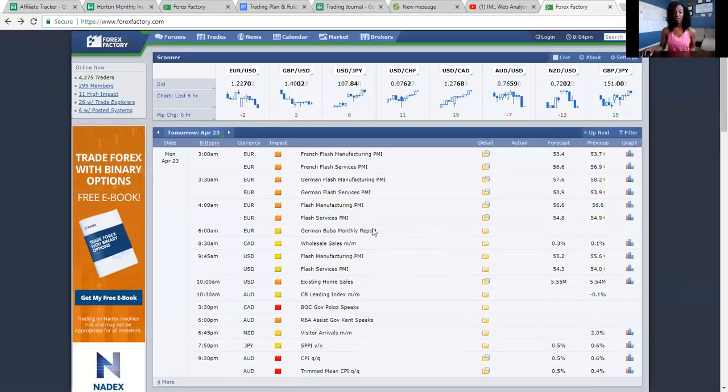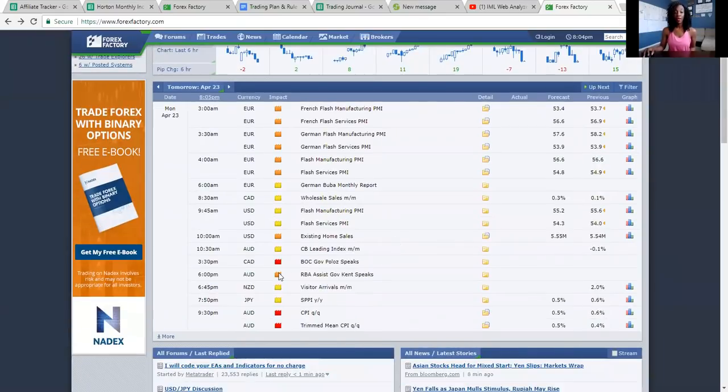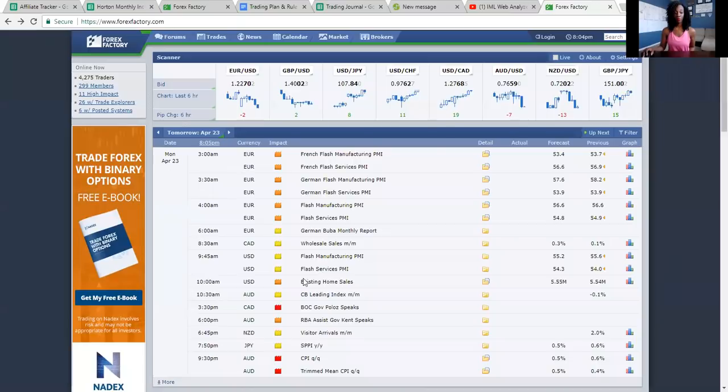So tomorrow is April 23rd. I already kind of fast forwarded to tomorrow just to see what's projected out there. And so we have red folders for CAD and also AUD, okay? We don't have a time frame for AUD just yet, but let's just say, for example, we have CAD news at 3:30 p.m. So typically what we do is we avoid trading these pairs.